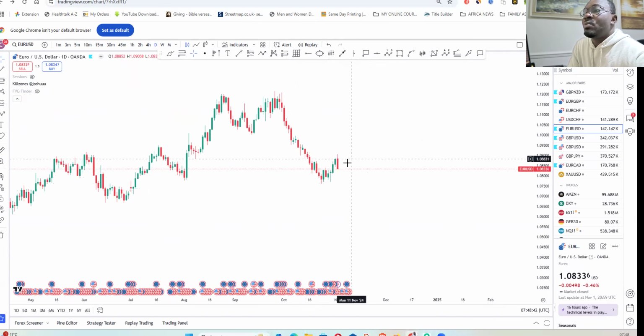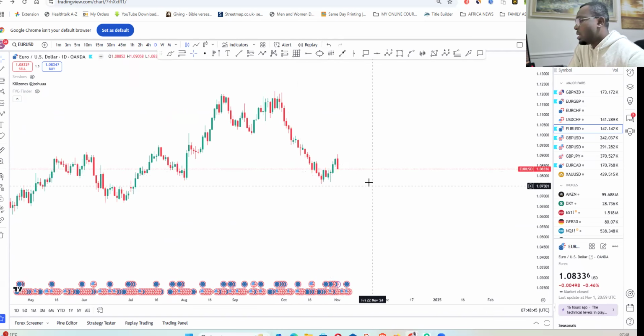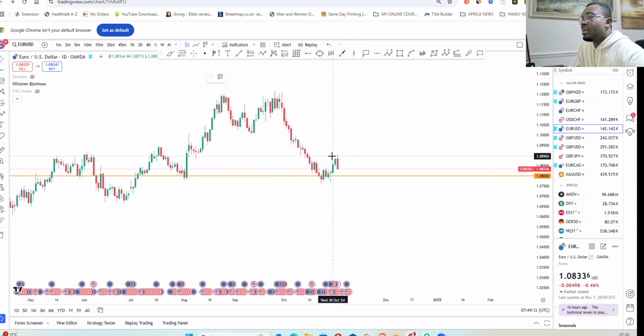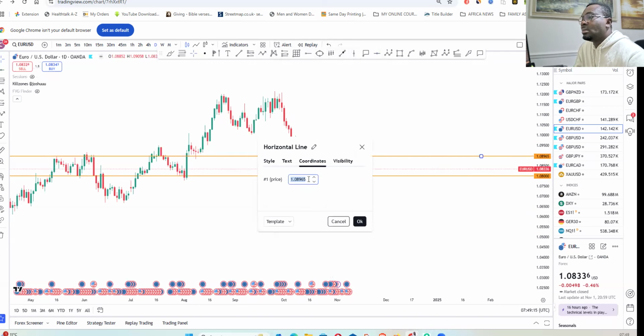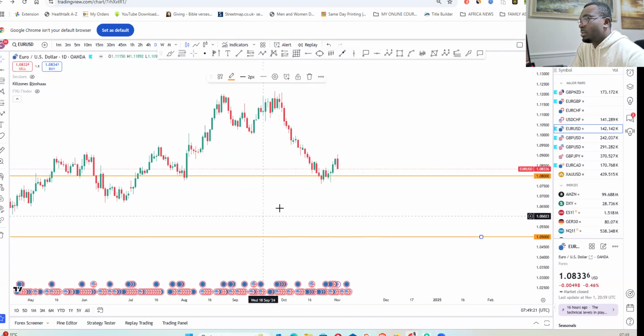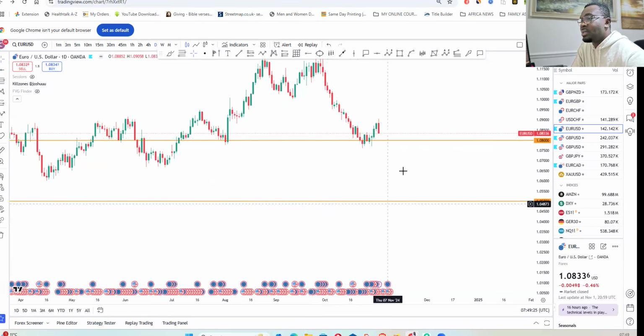First, the support level is 105, which price has broken, and resistance level will be 108. So let me put that on. So we have 108. That is a support level, sorry. That is support level. And we have resistance level 105. So, I mean, this is the key area here. So resistance and support level.